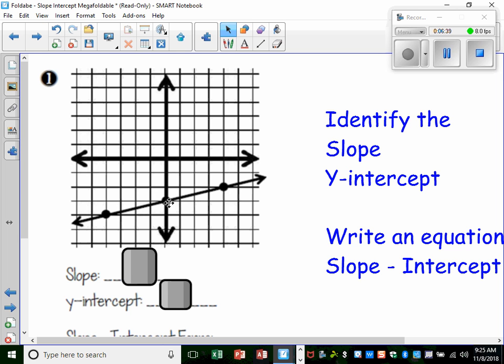So let's do the slope, and now they identified 3 points. You can just choose any two. You can choose the first two, the last two, the first and the last. It doesn't matter which two you connect. Okay, I'm just going to use these two.